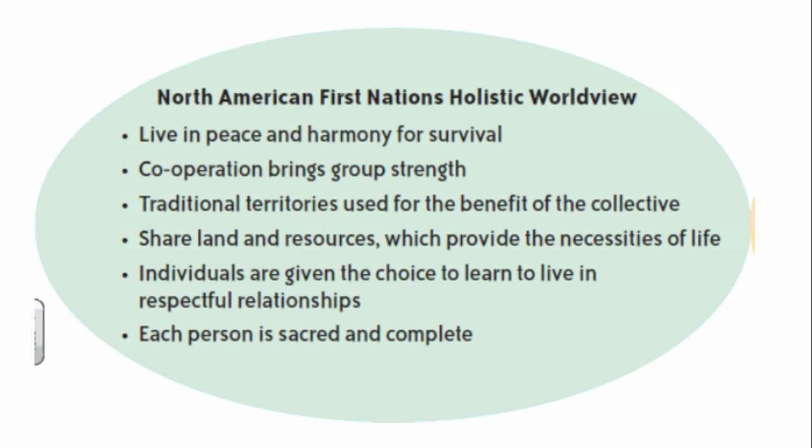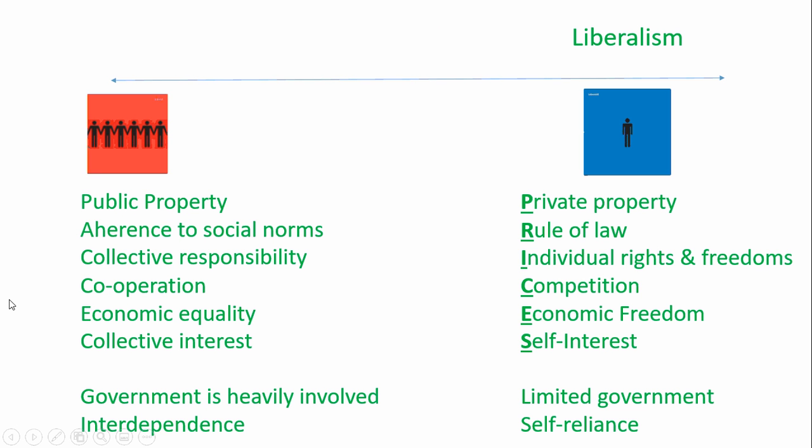So here we have North American First Nations holistic worldview. So we have live in peace and harmony for survival. That's part of the First Nations worldview. Cooperation is important. It brings group strength. Traditional territories are used for the benefit of the collective, right? Shared land and resources, which provide for the necessity of life. Individuals are given the choice to learn to live in respectful relationships, and each person is sacred and complete. Okay, so this last line here could possibly fit with the principle of individualism, which is rights and freedoms. But the rest are very collectivist, right? They fit more with the principles of collectivism here on the left side of the ideological spectrum.